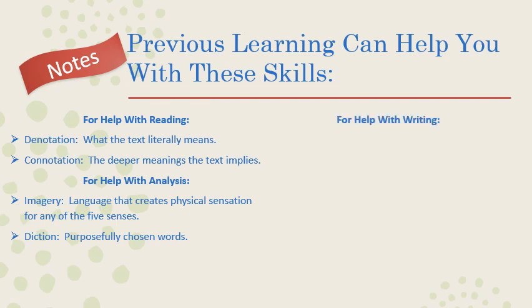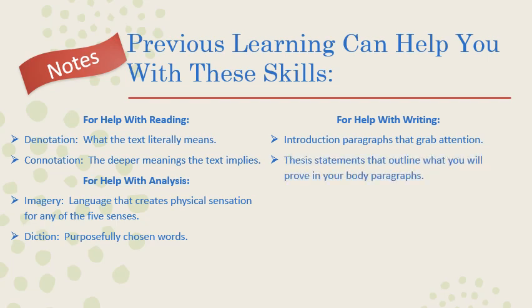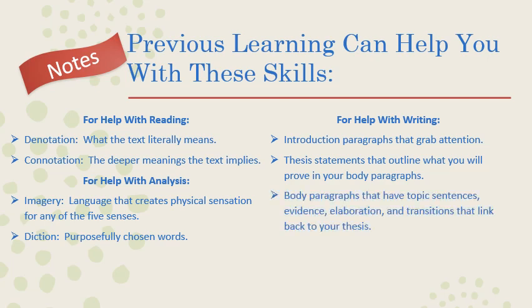And then for help with the writing skill, just remember that this is stuff we've been working on all year, right? Like writing an introduction that grabs somebody's attention, having a thesis statement that outlines what we're going to prove in our body paragraphs, having body paragraphs that include topic sentences, that include evidence, that elaborate on that evidence. And when we elaborate, we're going to want to talk about denotation and connotation and imagery and diction and all the ways that those things tie together. And then using transitions as well that link us back to our thesis statements.